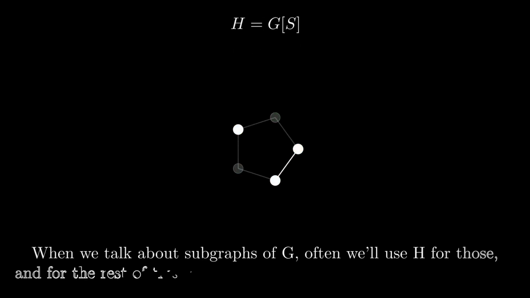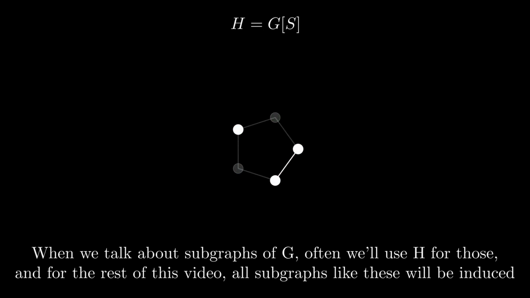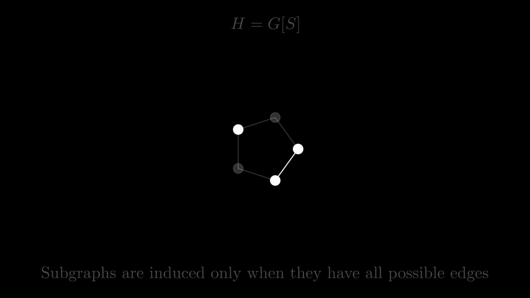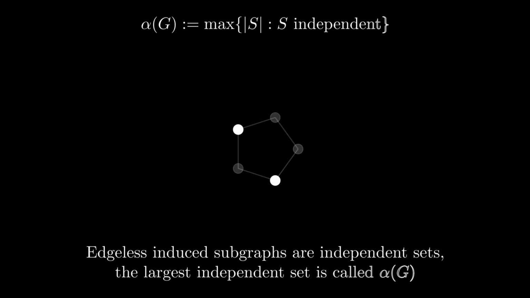Subgraphs and induced subgraphs in particular are really important too, and very often are called H. Subgraphs are only induced when they carry on all possible edges. Edgeless induced subgraphs are independent sets, and we call the largest such set alpha.